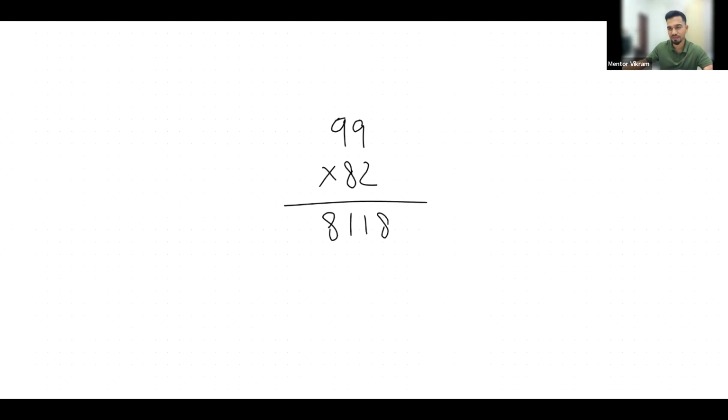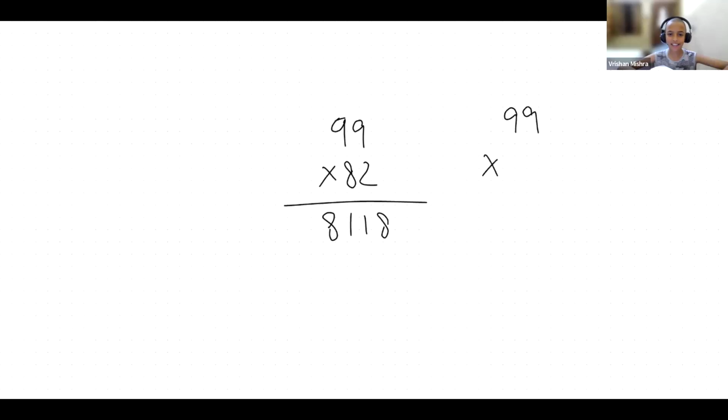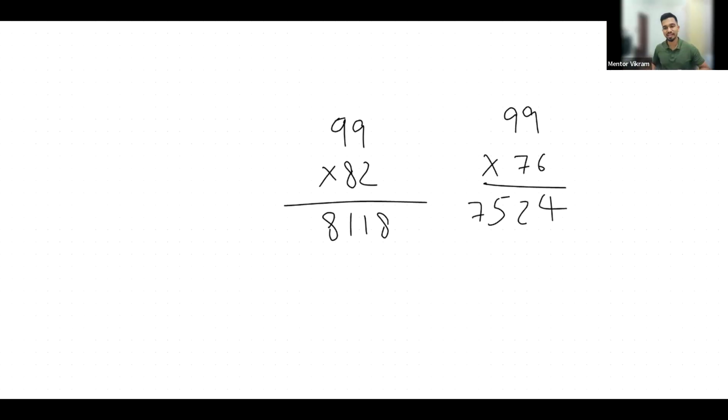Even if I give any other number, give me a number. 99 into 76. I don't know how many seconds it took, but it was definitely less than 38 seconds, wasn't it? Yes, very less. Let's learn how you could become this fast in calculations.